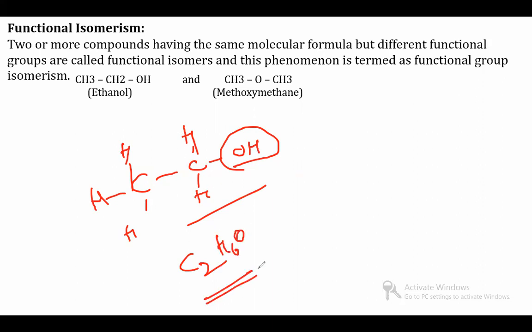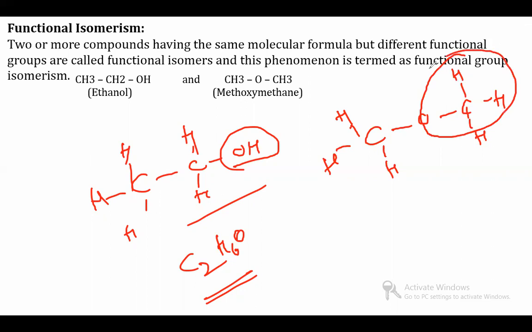C2H6O is the molecular formula. Similarly, carbon, this one CH3, O, carbon with CH3, hydrogen, hydrogen, and here hydrogen, oxygen linked to this, hydrogen, hydrogen, hydrogen. What is the name of the compound? Methoxymethane, OCH3. This is methoxymethane.